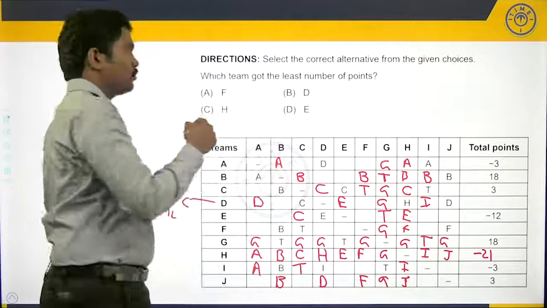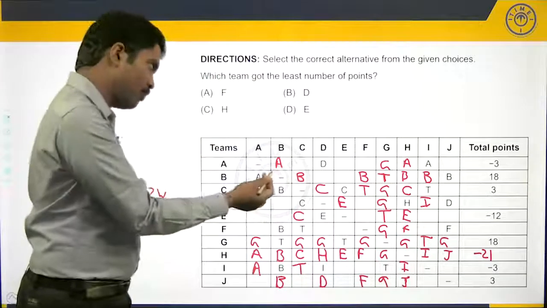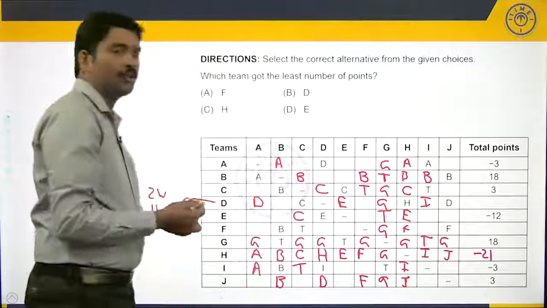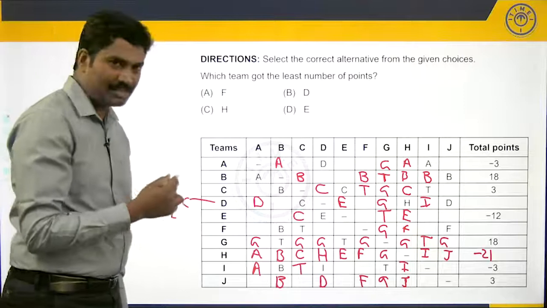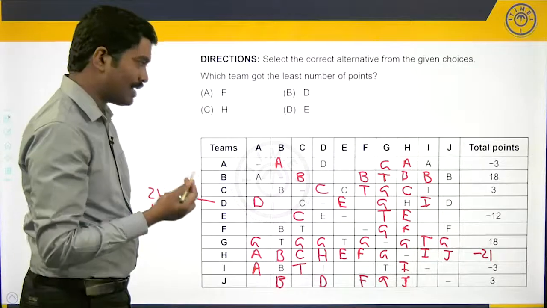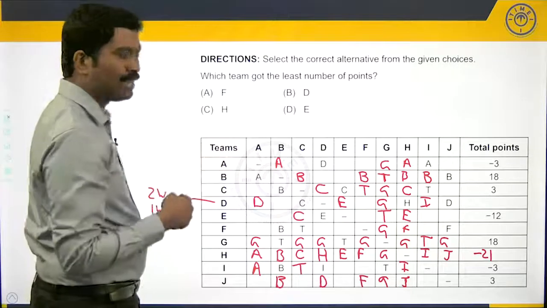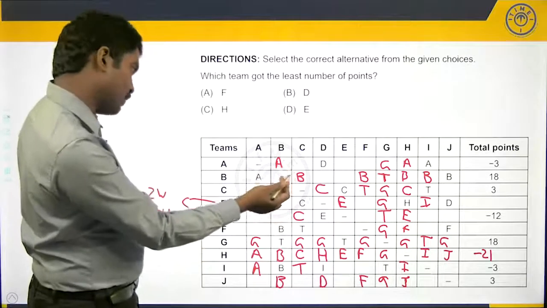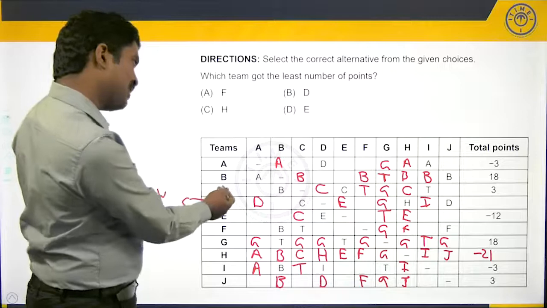But when it comes to the least number of points, I think there should be no doubt here. H has 8 losses and only 1 win. That's a total of -21. Can anyone else be lower than -21? There are only two possible persons whose scores we do not know. That is, it is F and D.